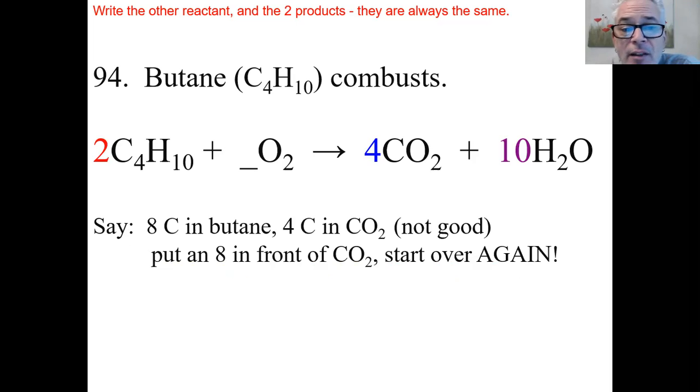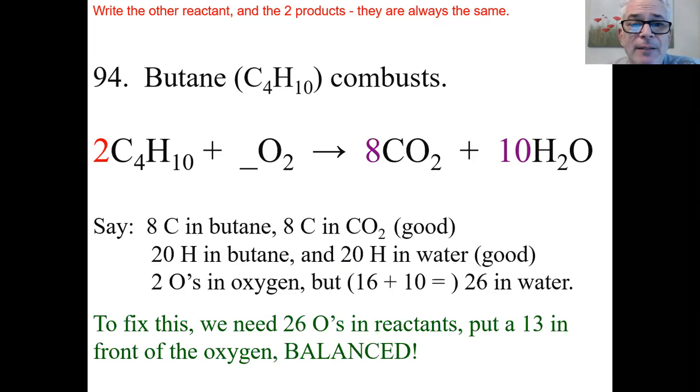So with the 2 in front of the butane, we have 8 carbons in butane, but we only have 4 carbons in carbon dioxide. That's not good. We need to double it. We need to change that 4 into an 8, and we're going to start all over again. Listen, you think this is a little pain in the neck? You should try typing these slides over and over and over. This is a lot. It's not that bad. When you do it on paper, you'll be okay. So we switched it to 8, and we start again.